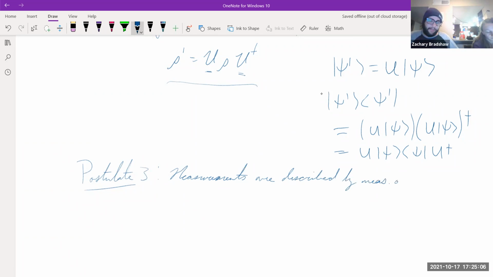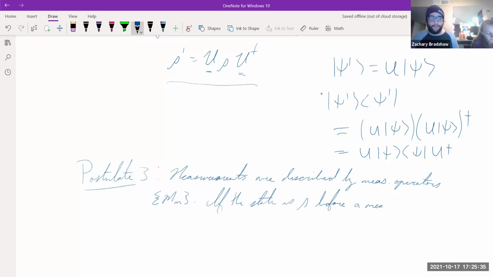So there has to be a separate postulate for measurements because your system, when you make a measurement, is no longer closed, right? It's interacting with something outside of its environment. You could extend your system to include whatever measurement apparatus you have, and then actually the evolution would follow postulate 2. It would be a unitary evolution. But if you don't extend your Hilbert space, then you have to deal with this wave function collapse.